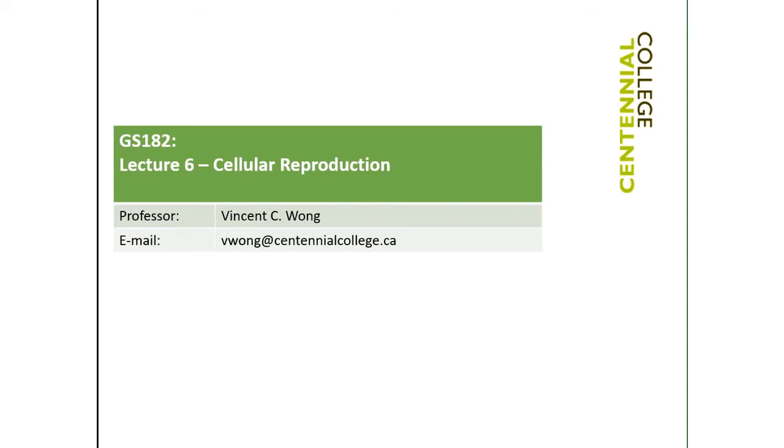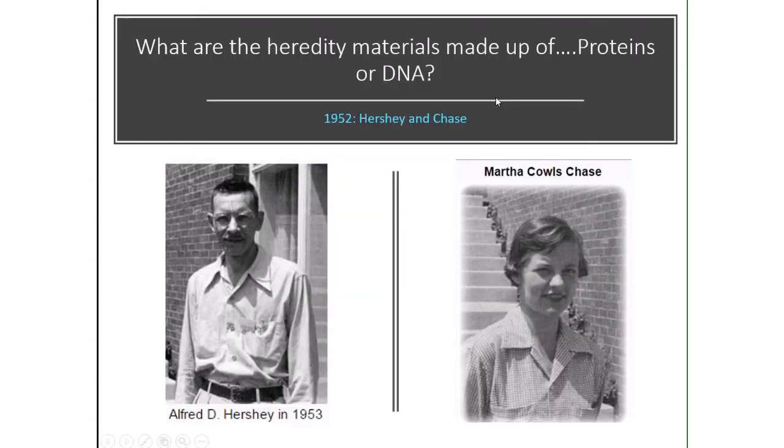In Lecture 6, we will be looking at cellular reproduction. We're going to look at a process called mitosis, which is basically how a cell splits into two. But before a cell can split into two, it must copy all of its genetic material, right? And so we will also be looking at the process of DNA replication. But first, a little bit of history.